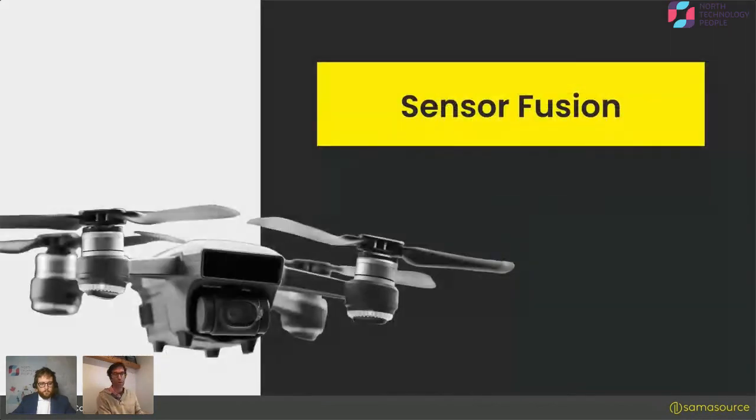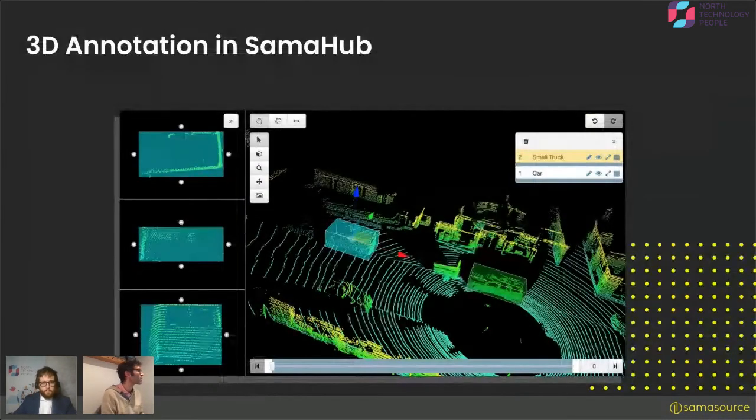I just want to say a few words about some other thing that we started to work on, which is called sensor fusion. So this is an example of 3D annotation that our annotators do on our platform. This is data coming from a LiDAR. It's one of the sensors that are on top of self-driving cars, and it outputs point clouds of where the light has reflected on the various surfaces.